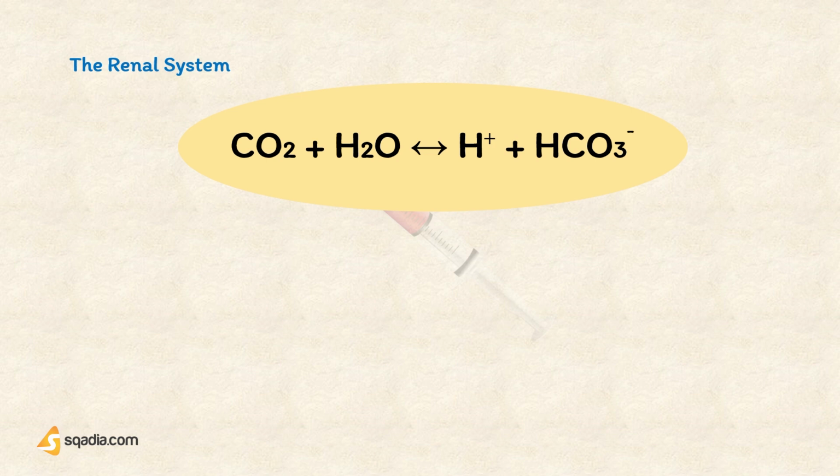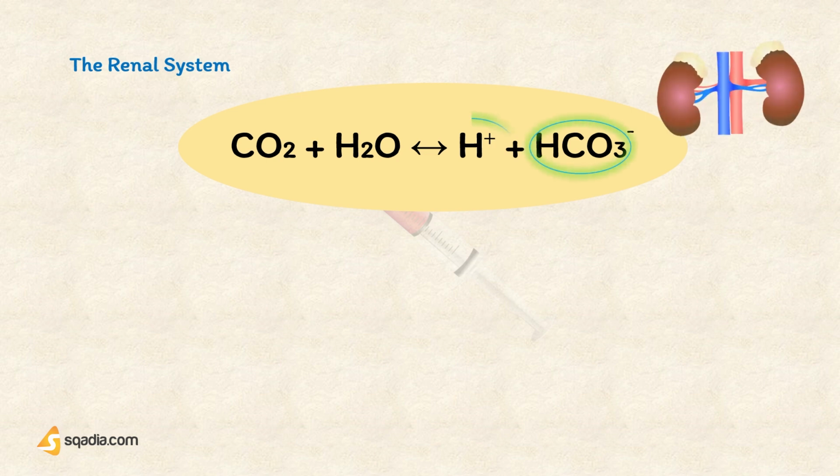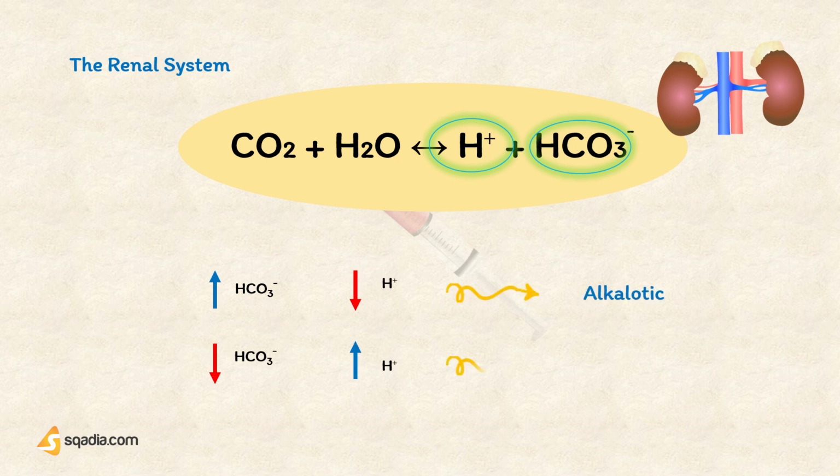Now let's talk about the renal system. It can change the buffer equation by retaining and secreting bicarbonate and hydrogen ions. If renal tubular cells retain bicarbonates and release hydrogen ions, it would become more alkalotic. And the opposite is true. When the renal tubules secrete more bicarbonates and retain more hydrogen ions, then the blood will be more acidic.